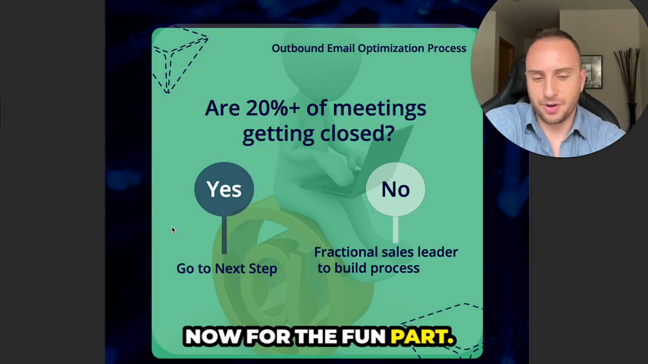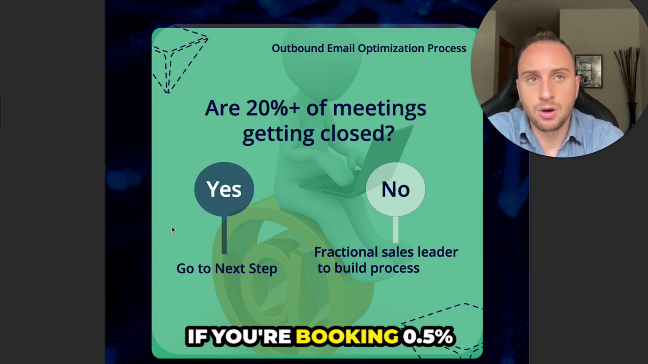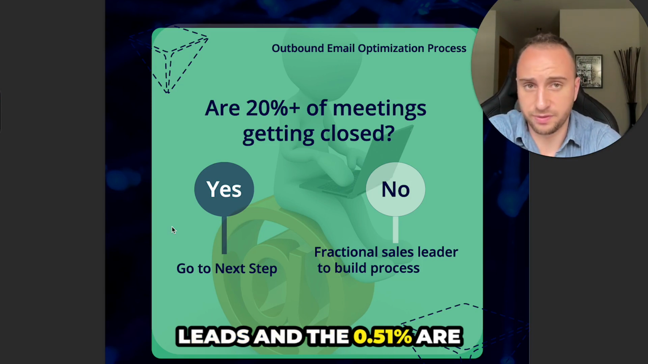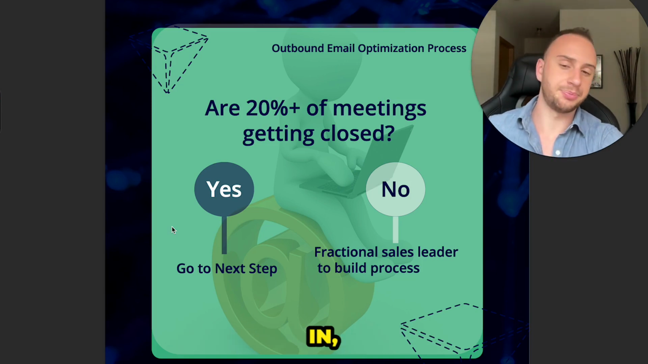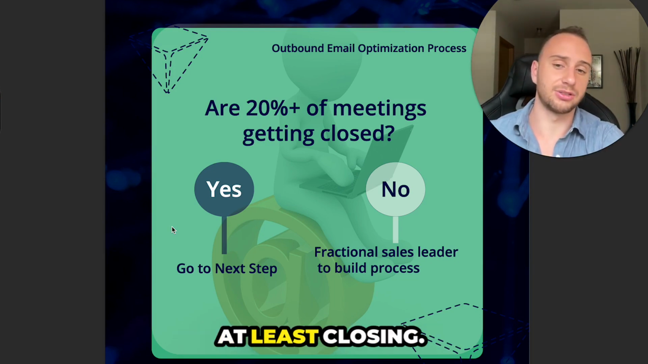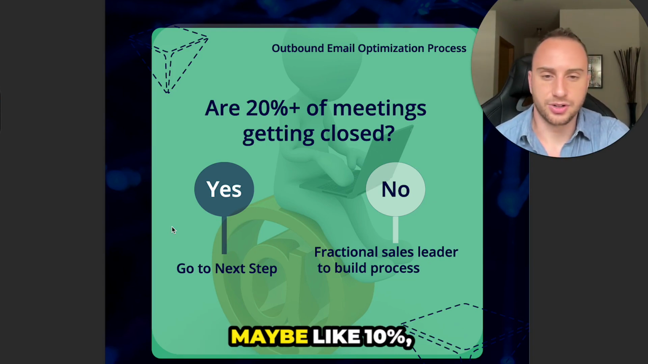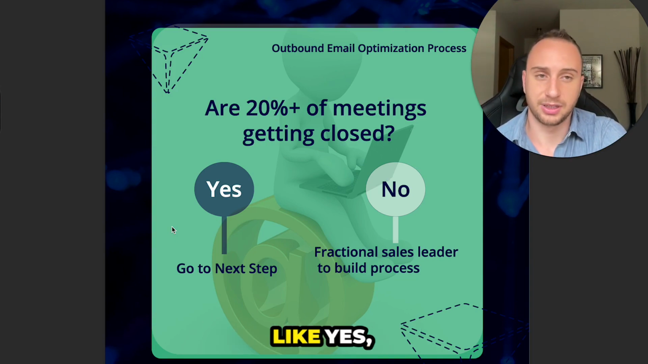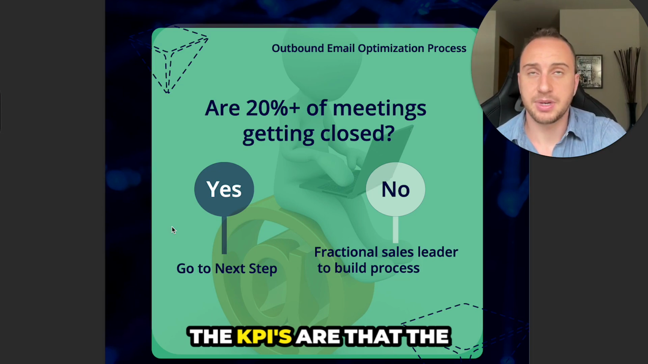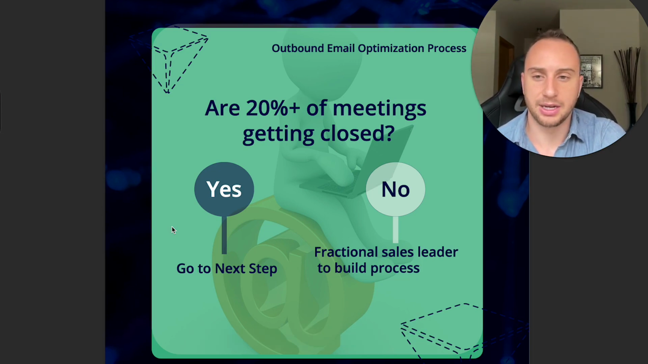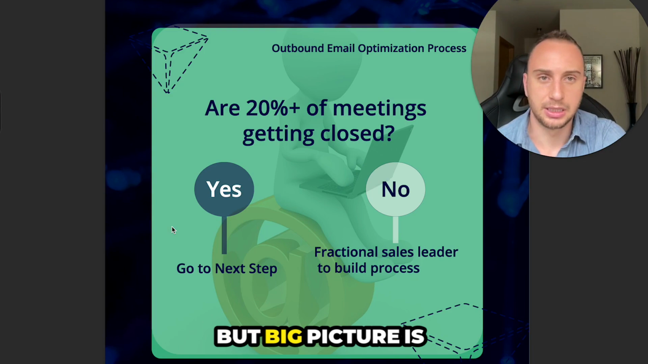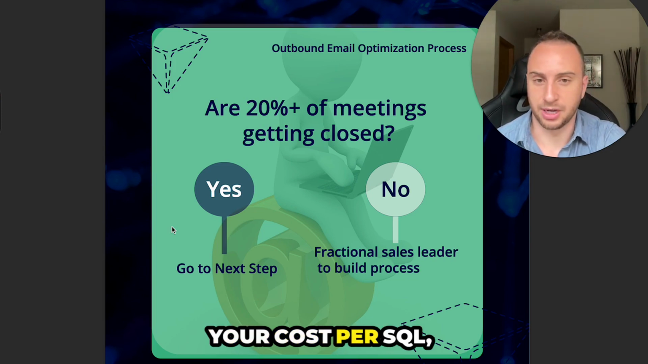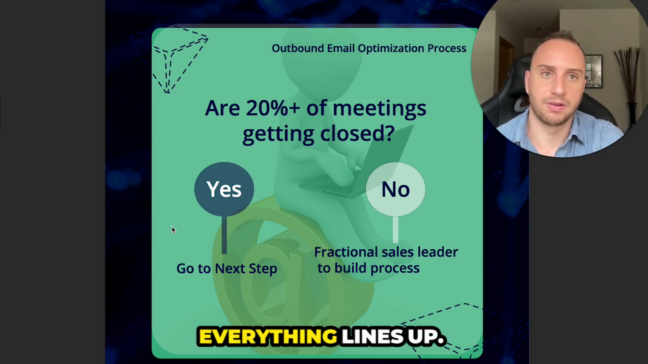Now for the fun part. If you're booking 0.5 to 1% of the cold leads, and those are SQLs that you're booking in, you've got to make sure you're at least closing. Depending on the industry, maybe 10%, but 20% is the average. Yes, the main KPI, like I was saying, is 0.5 to 1%, but the big picture is revenue. The bigger picture is profit. Your cost per SQL, cost per closed deal, everything lines up.